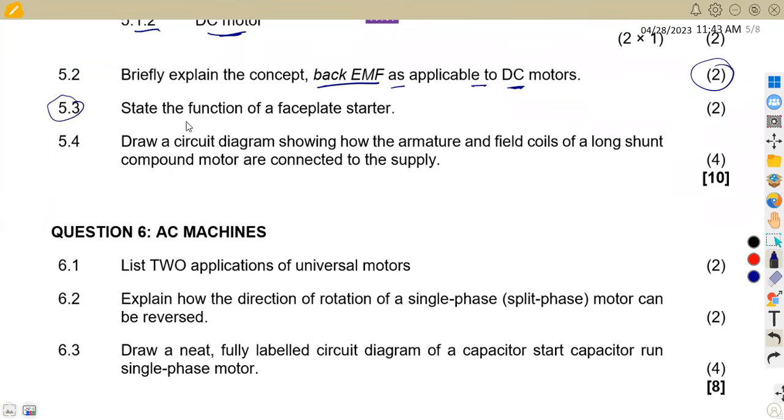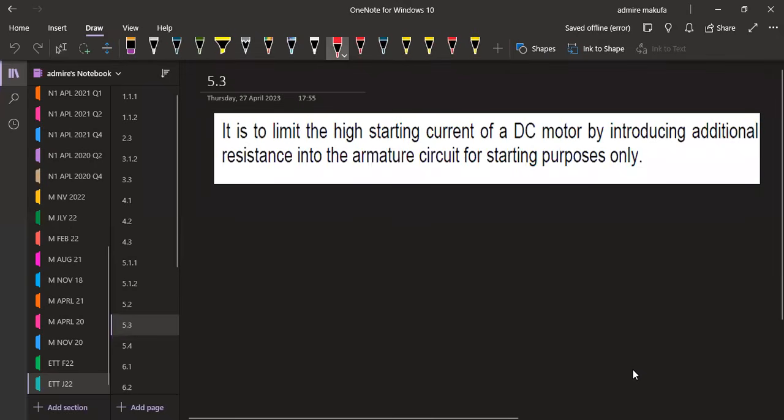On 5.3, we are asked to state the function of a face plate starter. 2 marks again for that. Okay, so a face plate starter can be given in this format: it is to limit the high starting current on a DC motor. Remember, DC motors, when you are starting them, have high current. So the face plate starter is used to limit these high starting currents of a DC motor by introducing additional resistance to the armature circuit for starting purposes only.